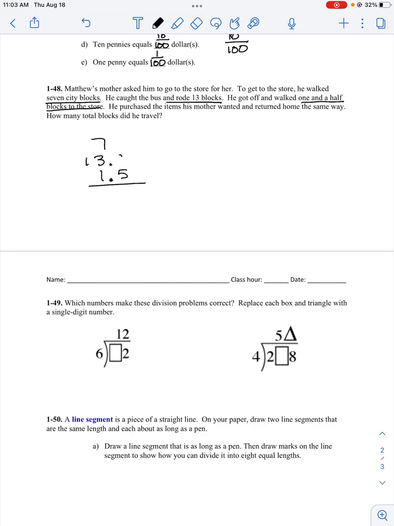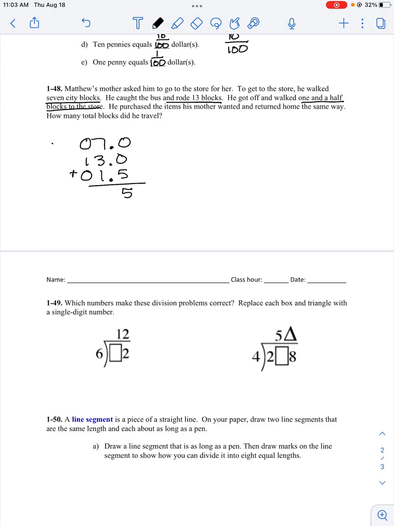I'm going to add those up. To make it easier for myself, since I have a half, I like to add in a decimal point and put zeros where I don't have the numbers, because the numbers don't change. This top number is still 7. The second one's still 13, and the bottom one's still 1.5. And then I'm going to add.